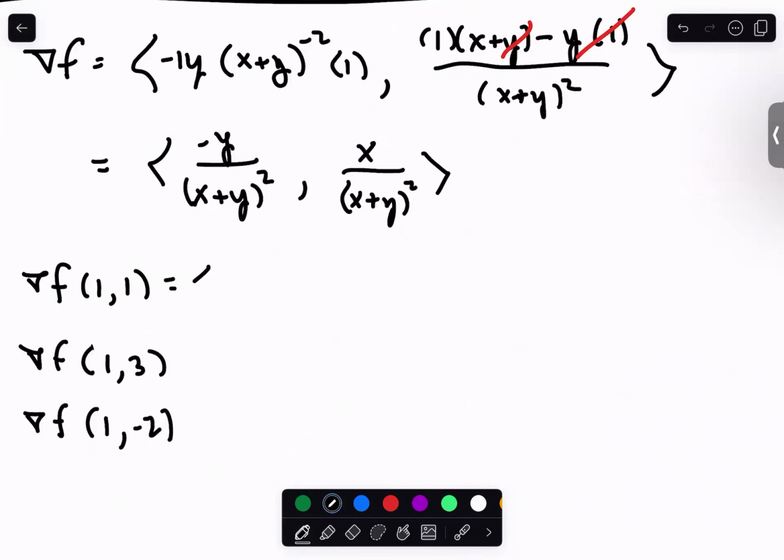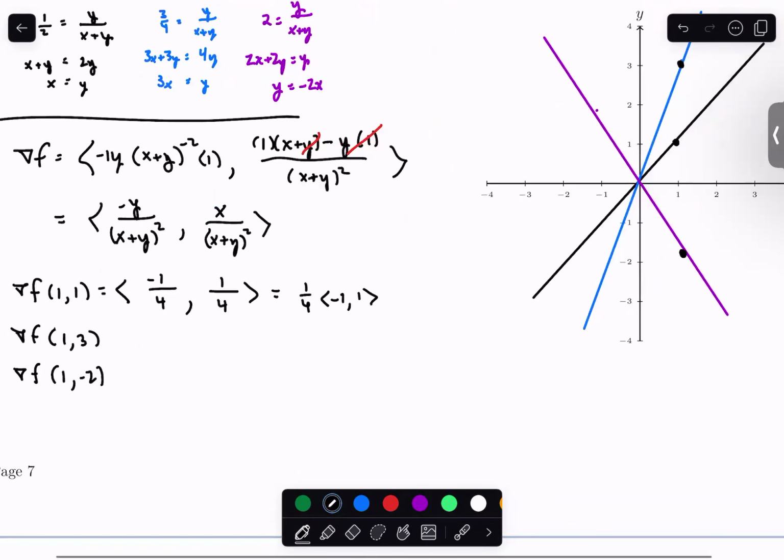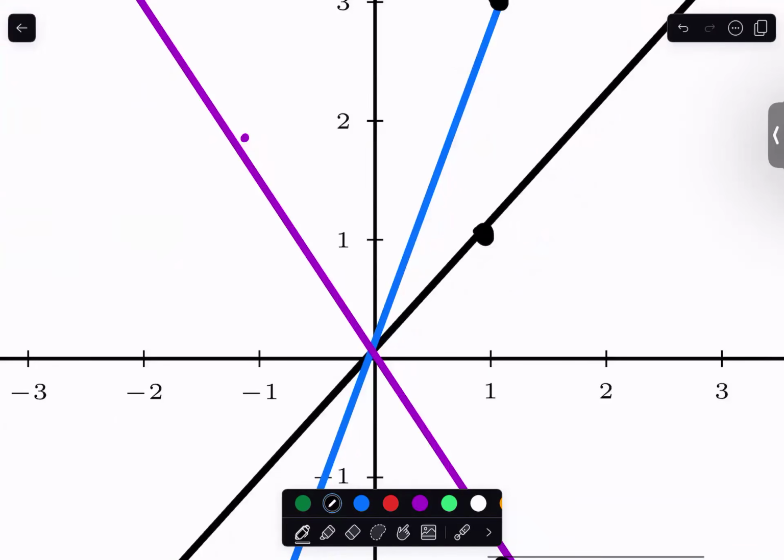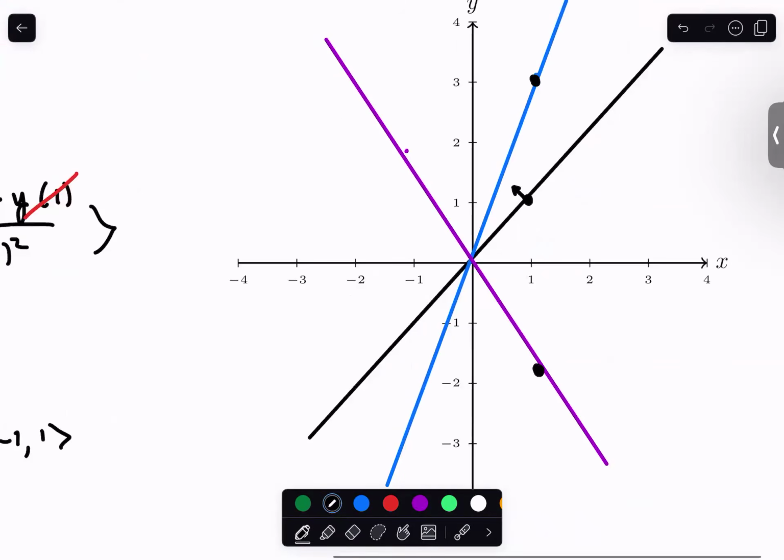All right, so when I plug in (1, 1), I'll have negative 1 divided by 2 squared, which is 4, and then 1 divided by 2 squared, that's also 4. So if you'd like to, you can factor out the 1/4, and you really see that the direction is (negative 1, 1), and it's just being scaled down a little bit. So at this point (1, 1), we're headed to the left and up, and it's been scaled down by a factor of 1/4. A relatively short vector here.